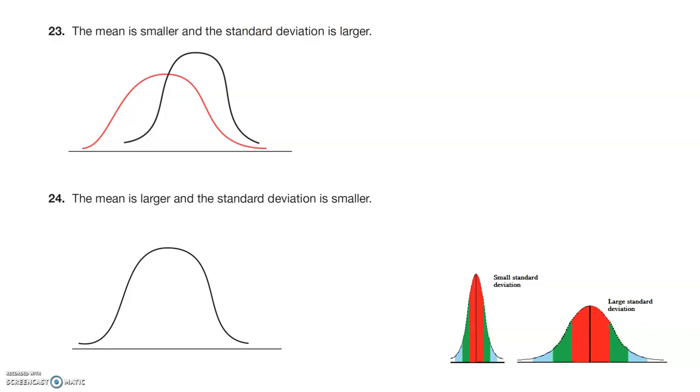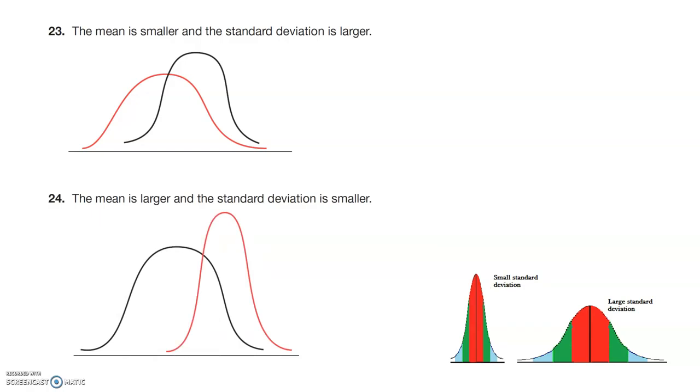And then the next one says the mean is larger. So my center of the data will be a larger number. That automatically should tell you what to do. And then the standard deviation is smaller. What does that mean? Is it going to be fat or is it going to be skinny? So hopefully you said it's going to be skinny and shifted to the right. And that's exactly how it looks.